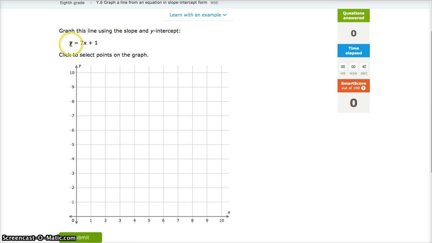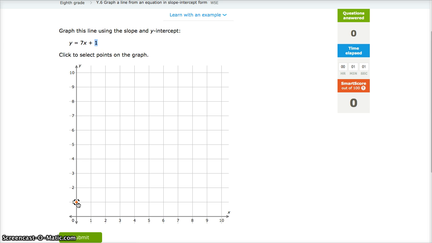So here we are on IXL. And this is asking us to graph this equation, y equals 7x plus 1. Well, remember, we have our equation in slope-intercept form, so y equals mx plus b. We always start at the b, so we start at 1, where we place our first dot. And now we need to figure out our slope.